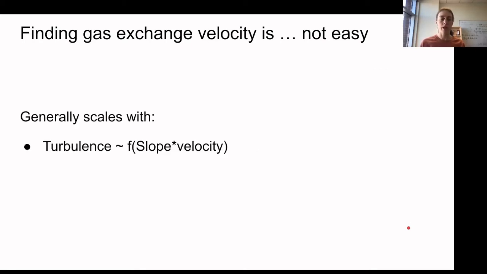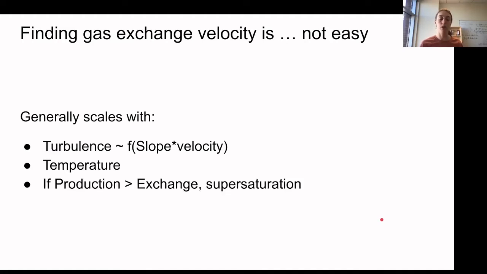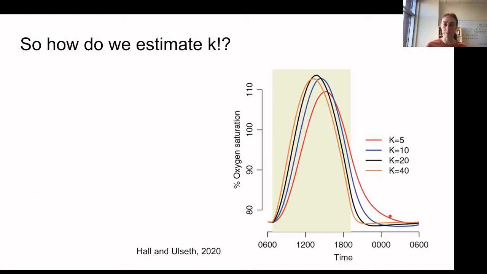Gas exchange velocity generally scales with turbulence. Again, as we just talked about, it's a function of the stream slope and the velocity of the stream. It varies with temperature, where we generally have increased gas exchange velocity with increased temperature. And if we get to the point where our gas production in the stream, for example, if we have a really highly productive stream and a lot of dissolved oxygen production, is greater than how quickly that oxygen can move out of the stream, we might have supersaturation. That is above 100% of what we're measuring in the atmosphere. So how do we go about estimating this K?